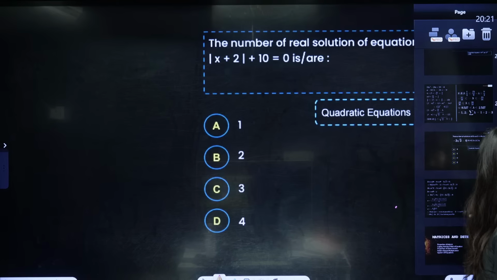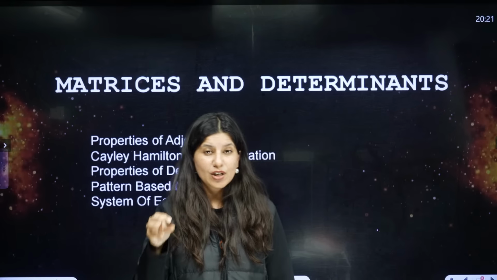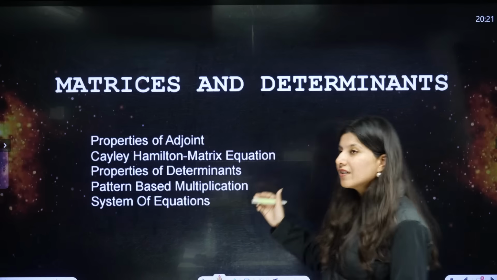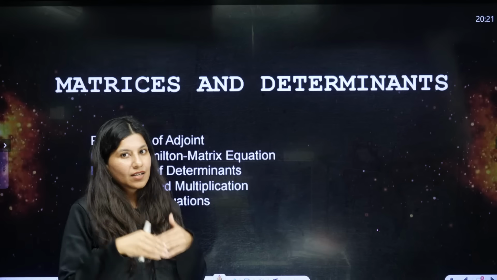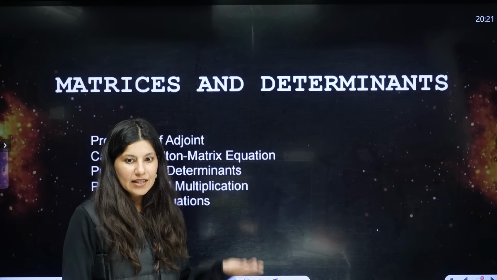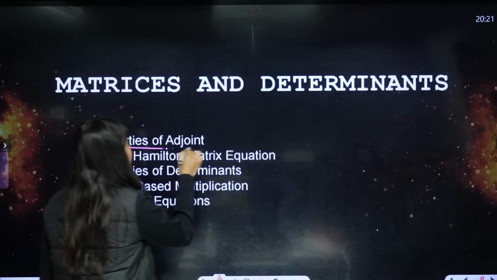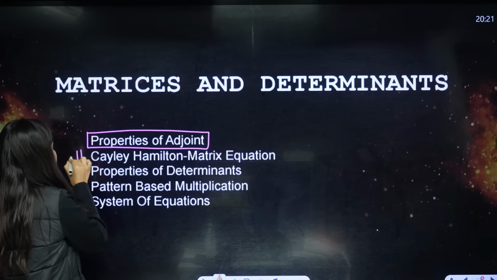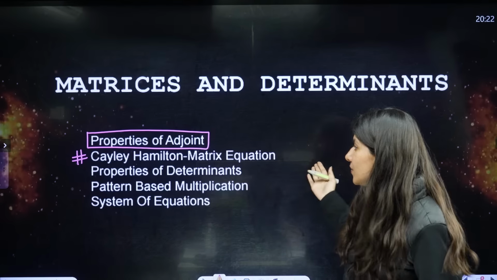Then we have matrices and determinants, a high weightage chapter. Properties of adjoint is something which has been coming for so many years, and this year, no surprise. Since so many years we are seeing properties of adjoint, a high frequency, high weightage topic. Cayley-Hamilton is very important. I think we have got more than 2 questions from this topic.